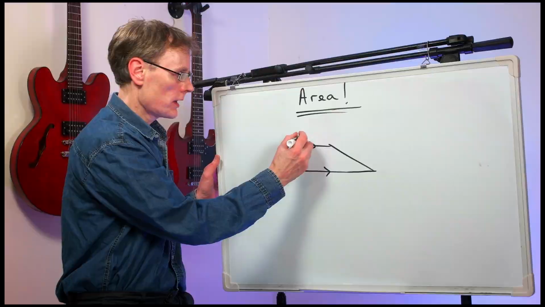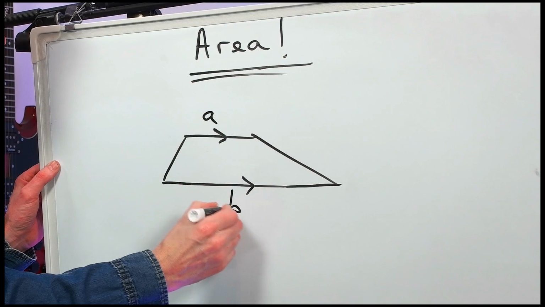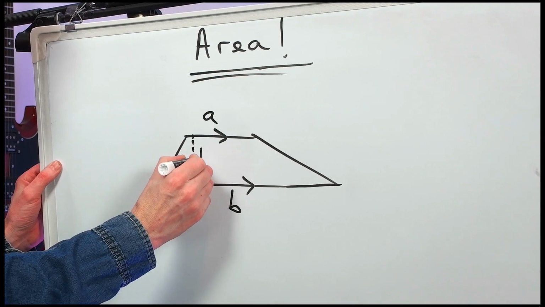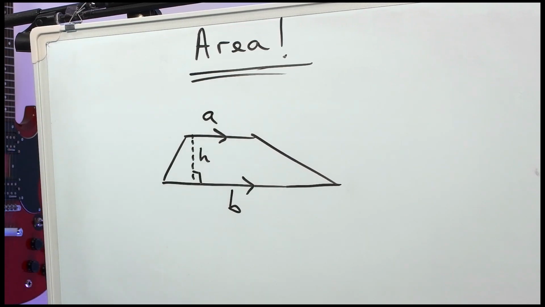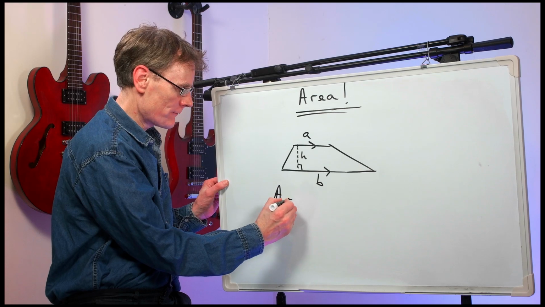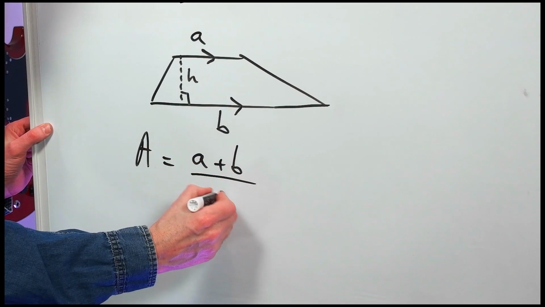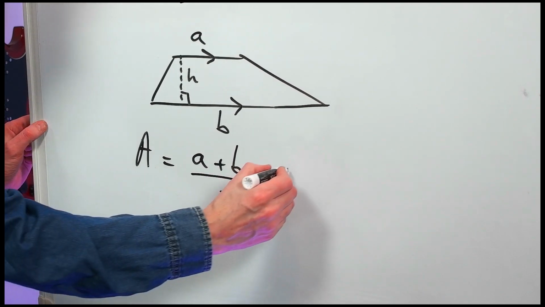If I called this length here A and this length here B, and we knew the perpendicular height, let's call that H, the area of the trapezium is going to be the average of the parallel sides, that's A plus B over 2, times the perpendicular height.